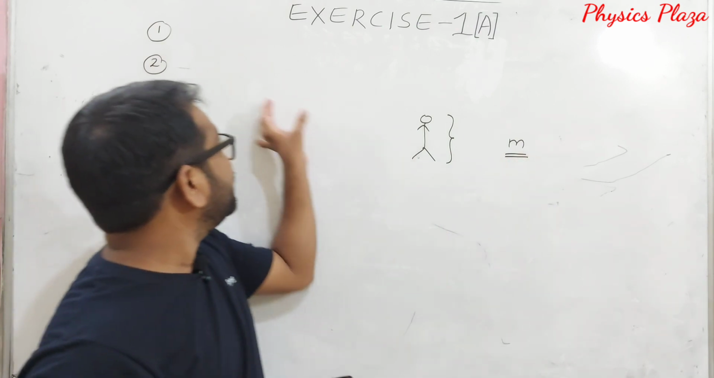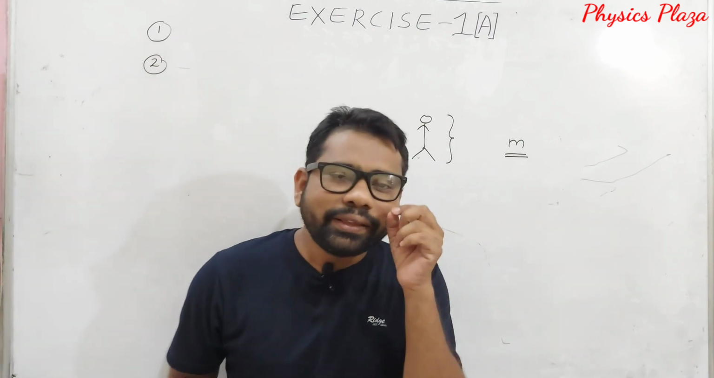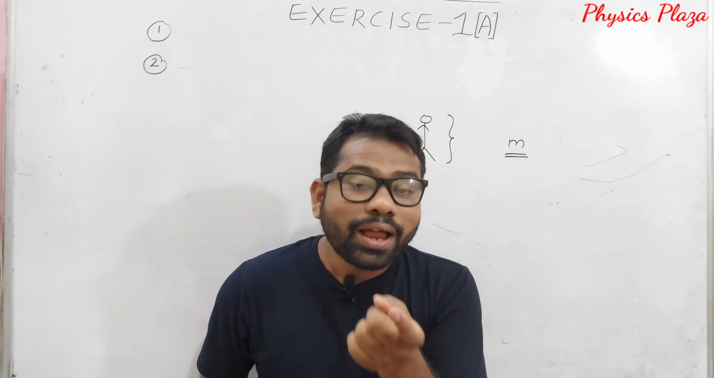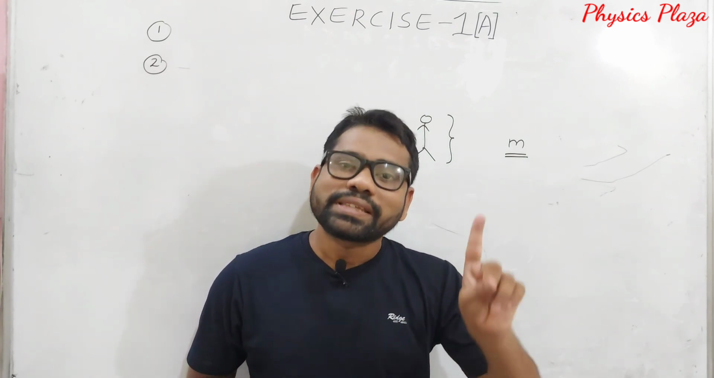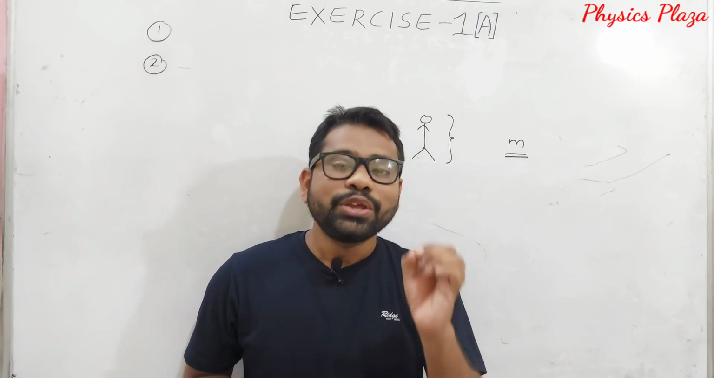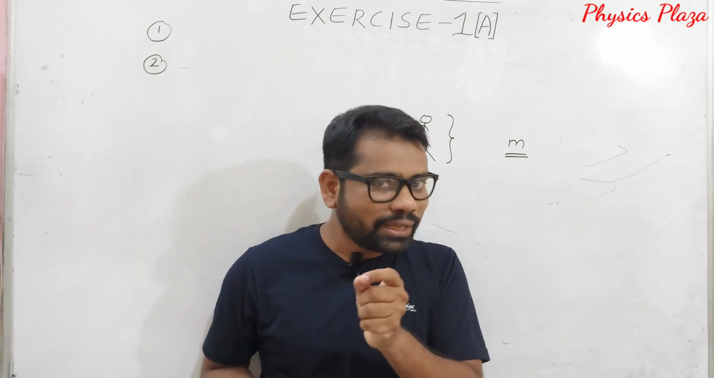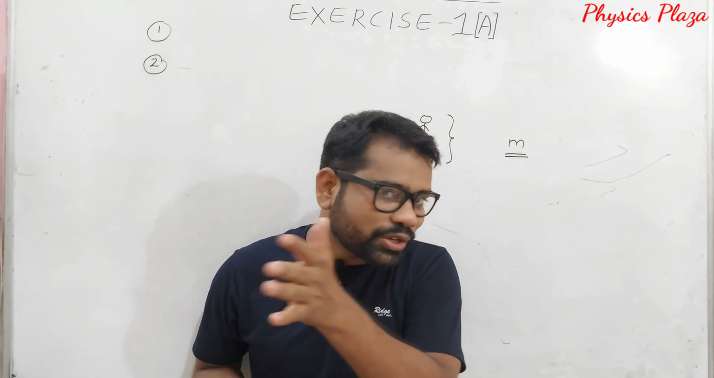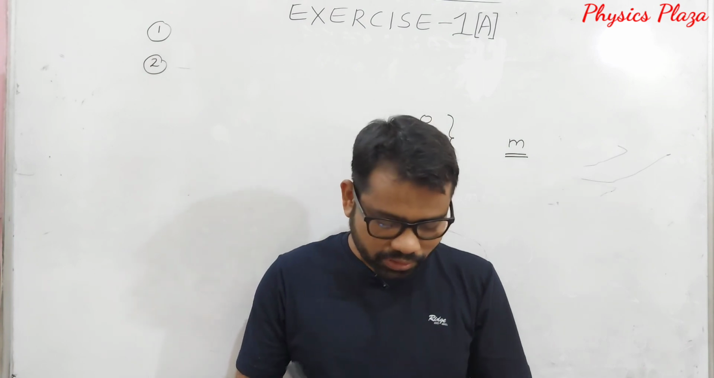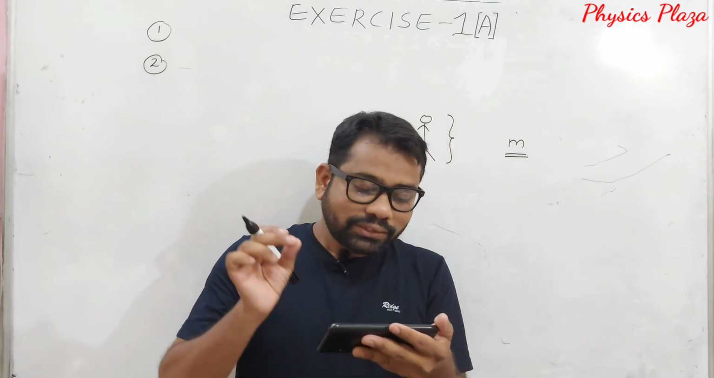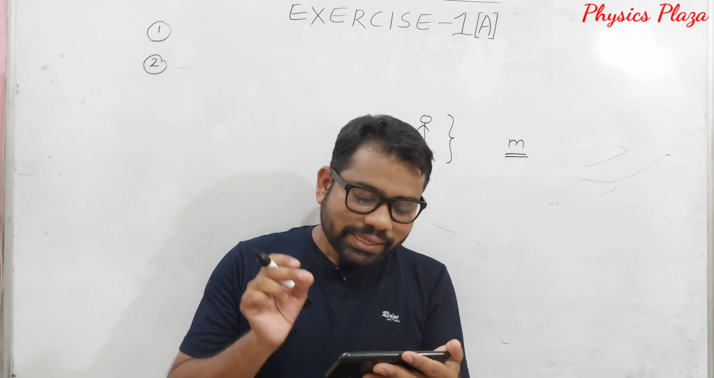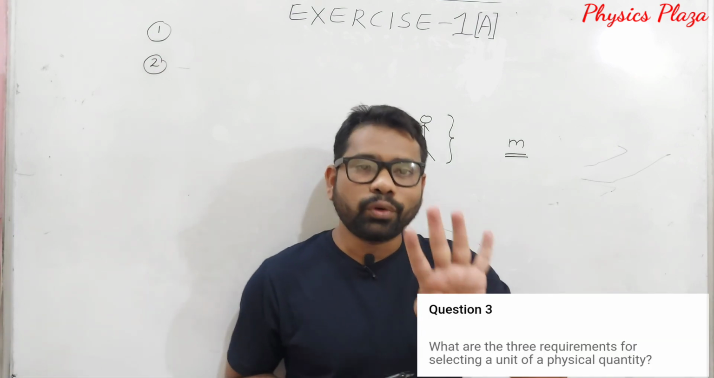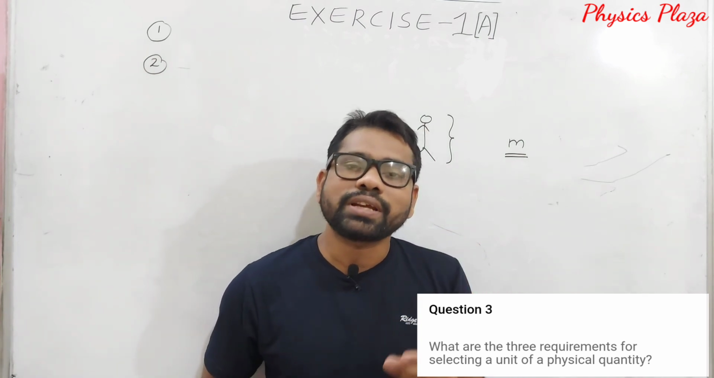So how can we define unit? It is a known standard quantity which is used to measure the unknown quantity of same nature. I repeat once. Unit is a standard known quantity used to measure any physical quantity of same nature. Question number 3. What are the 3 requirements for selecting a unit of a physical quantity? Children, of course we have 4 requirements, but in the question they asked only 3.